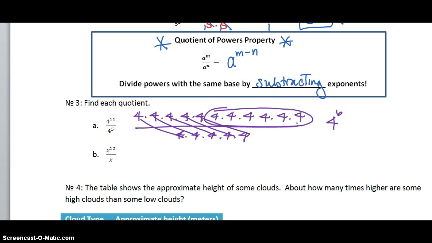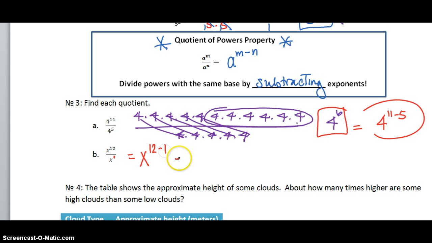I don't know about you, but if I knew that I could just say 4 to the 11 minus 5 and get 4 to the 6th power, I'd rather do this all day long than to sit there and write out all my 4s. So I'm going to do the shortcut on B. This is understood to the first power, so it's simply going to be x to the 12 minus 1, which is x to the 11th. Boom, that is so much quicker.